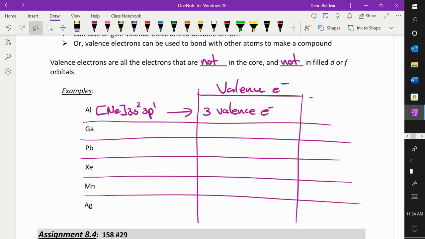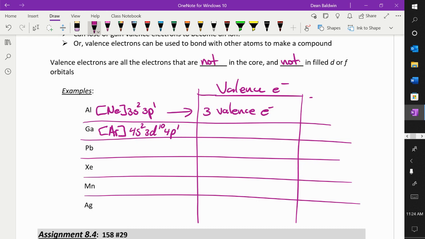What's the core notation for gallium? What's the nearest noble gas? Argon. And then it's going to be what? 4s2, 3d10, 4p1.